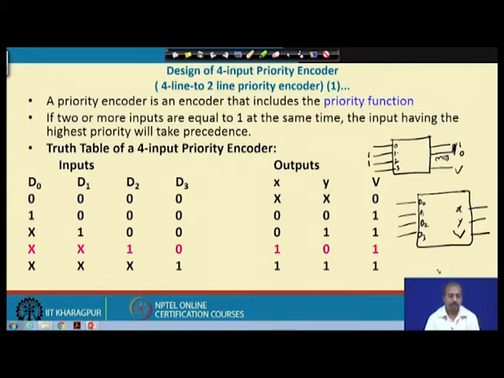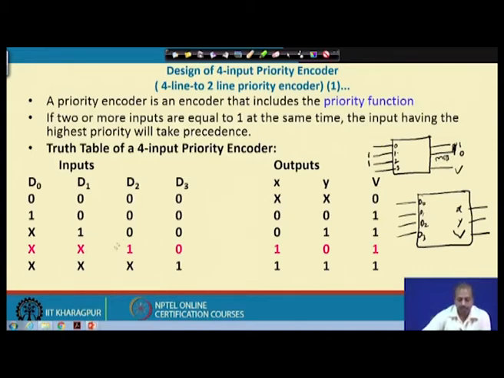Now, if D1 equal to 1, D2 equal to 0 and D3 equal to 0, then without looking into the value of D0, it will output 0 1. If D2 and D3 are equal to 0, but D1 equal to 1, it will not consider the value of D0, it will straightway output 0 1. That will tell that now input 1 is equal to 1.